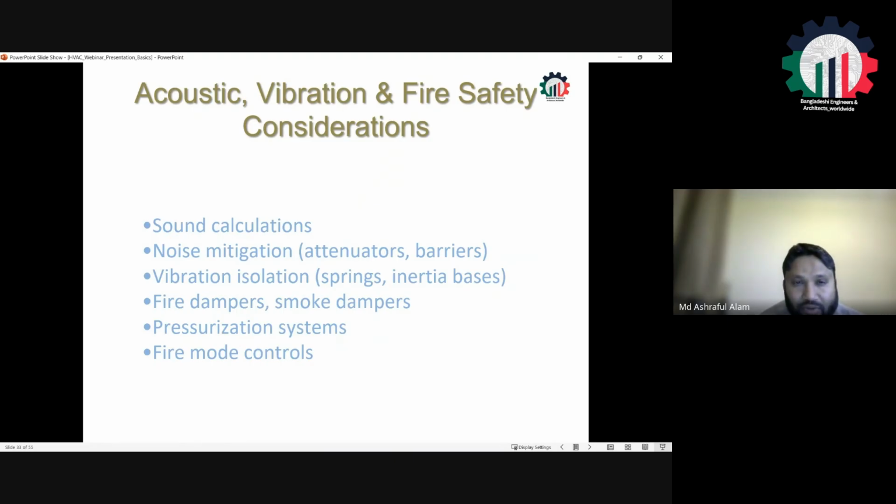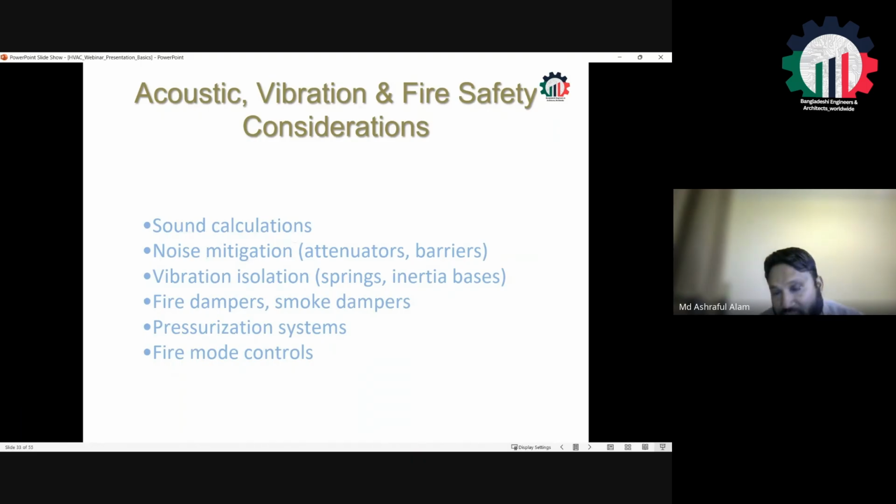For the acoustics, we need to do the sound calculation. We have some noise mitigation strategies like attenuators and barriers. We use springs and inertia bases. And as I was saying, for fire control in the HVAC system, we mostly use fire dampers and smoke dampers.